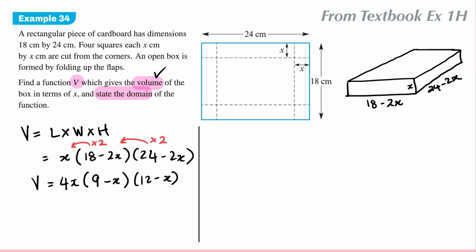The idea of the domain is that all of the dimensions of the box need to be positive. You can't have a negative width, a negative height, or a negative length. So our three dimensions, which are listed here on the side, x, 18 minus 2x, and 24 minus 2x, need to all be positive. So we can say x is greater than or equal to 0. Now, the equal to part, some textbooks include it, some textbooks don't. Cambridge, which is the one that we're working off, does. That's why I'm including it today.